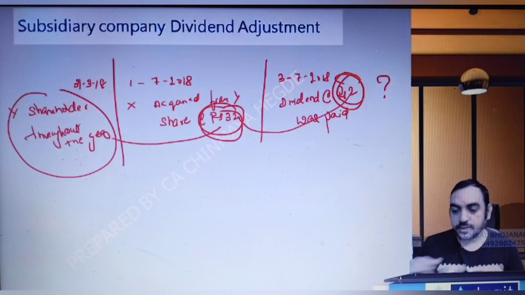Now remember, Y was the shareholder throughout the previous year, till 31st March 2018. And 2 days before, X acquired shares from Y. And dividend is paid. Now tell me, who will receive this dividend? Mr. X, who became a shareholder just 2 days before the date of dividend payment, or Y, the shareholder who was throughout the year? Which shareholder will receive the dividend, X or Y?